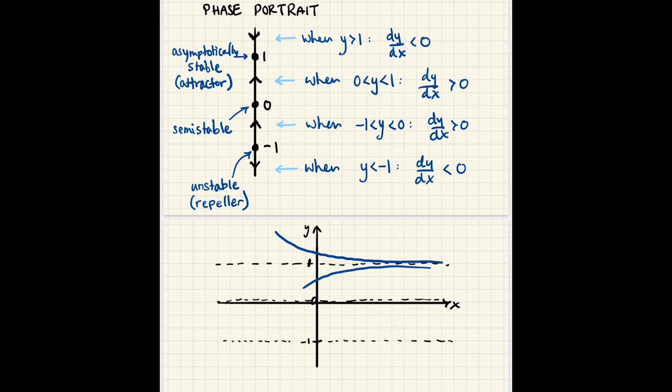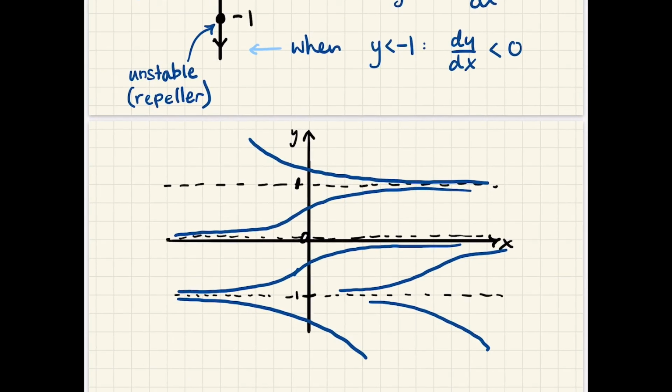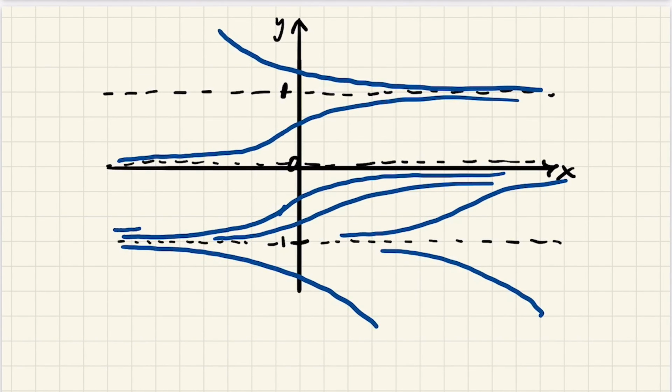Okay. And 0 is semi-stable. In fact, above it, we're moving away from the 0. However, below it, we're moving toward the 0. And -1 is a repeller. It's unstable, which means solutions move away from it. And we don't really know where their horizontal position are. I'm drawing many, many possible solutions to these differential equations.